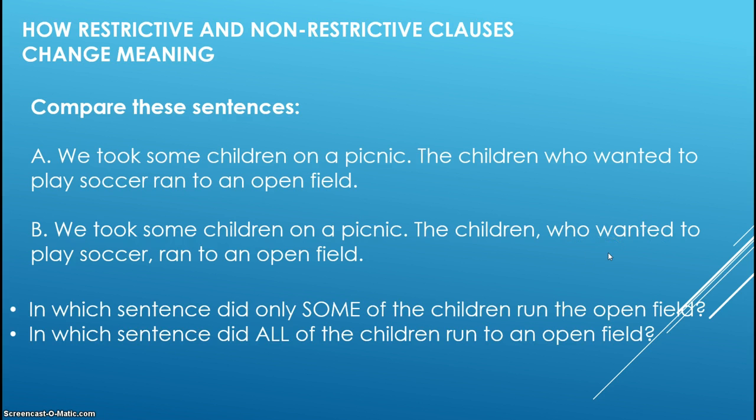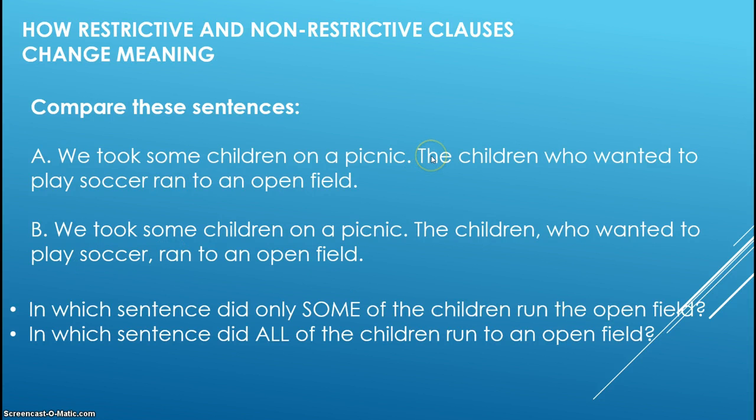and the sentence is fine. And if you do that, what do you have? The children ran to an open field. Doesn't that imply all of them did? We took some children on a picnic. The children ran to an open field. I didn't say some of them. I didn't say a few of them. I just said the children. This sentence, they all went. Oh, and by the way, why did they all go? Well, by the way, they wanted to play soccer. That's just some bonus information to let you know why they ran to an open field.